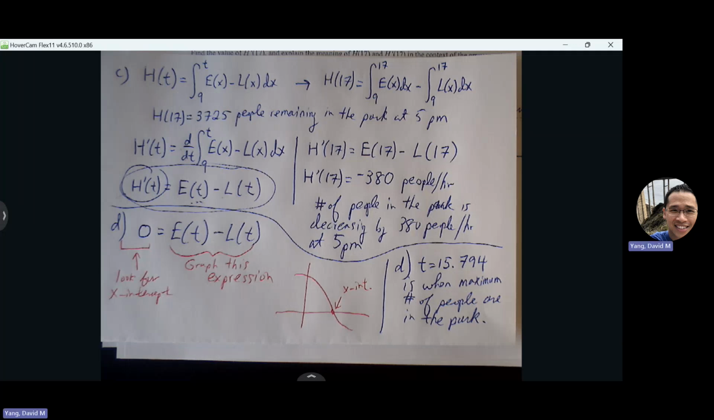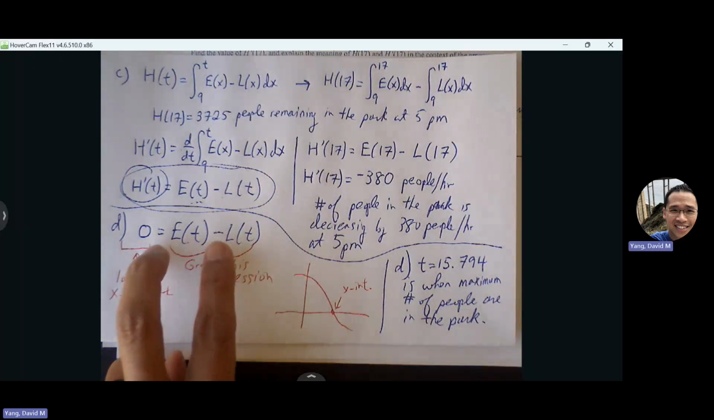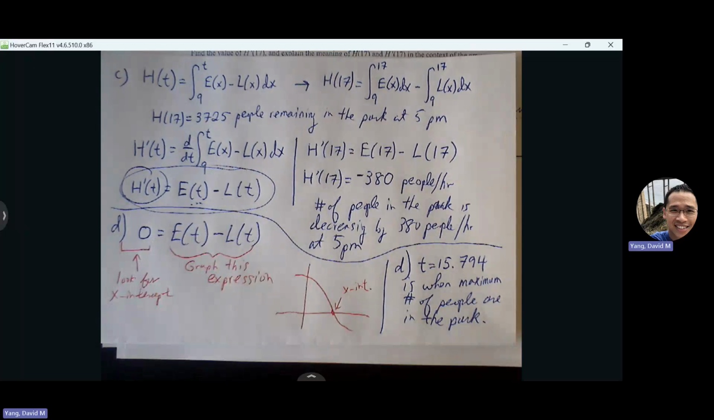Didn't you also do like intersect and find out where? Yes, that's good. We can also do intersect. The reason that I'm not, to your point here, we can graph E of t and graph L of t and see where they intersect.